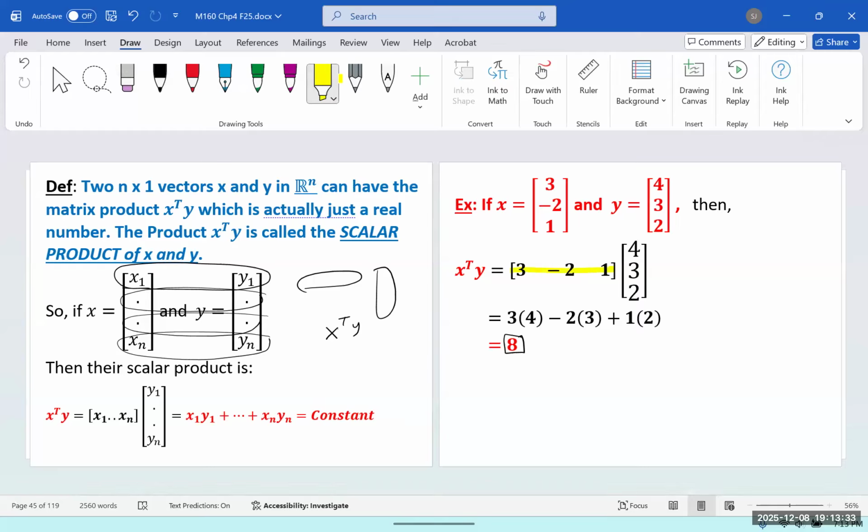So you take each element in the row vector and multiply it with the column vector. So 3 times 4, and then plus -2 times 3, and then 1 times 2. Whatever result you get, that's the dot product, the scalar product of the two vectors.